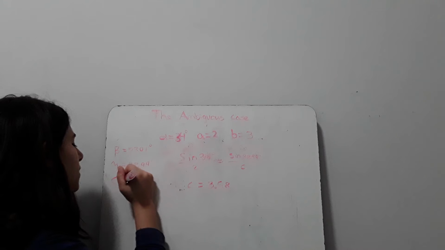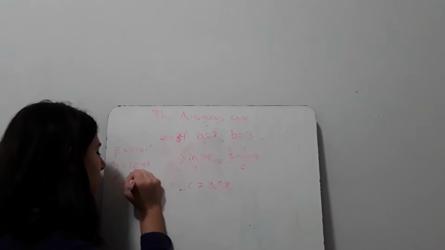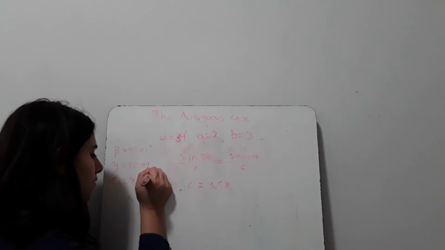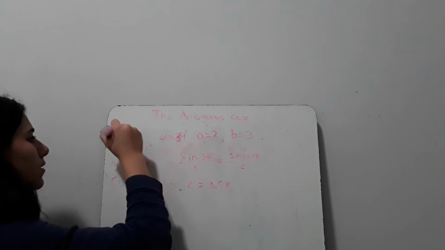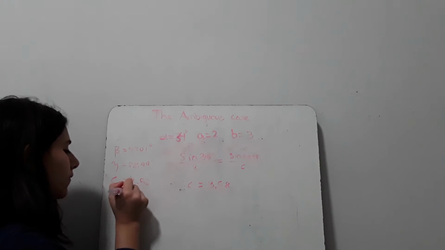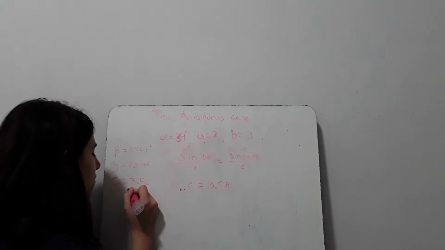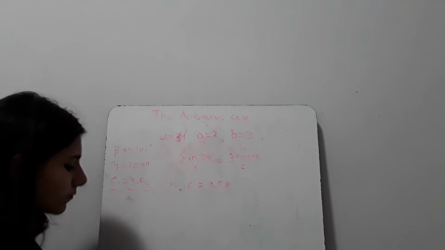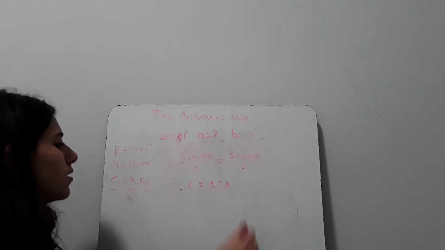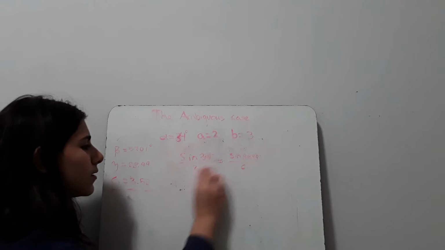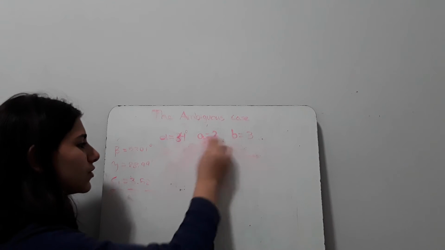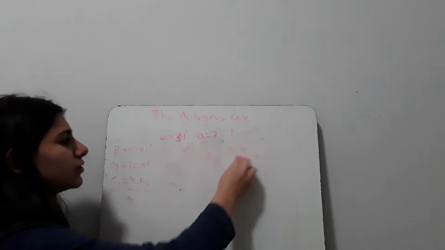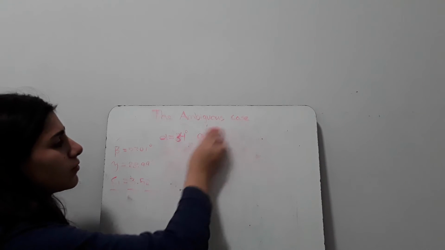And with this information, we have successfully solved the triangle, since we have found the 3 pieces of information that we were not given. Now, with the given information, we can tell that there are actually 2 possible triangles.